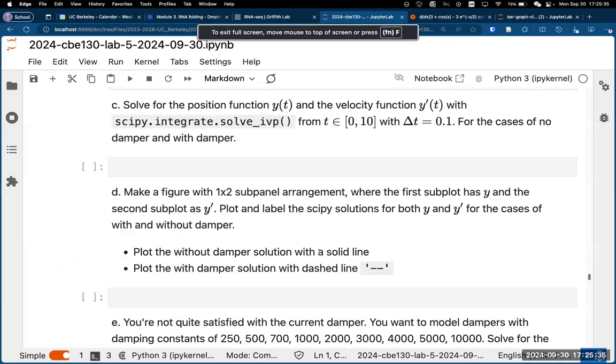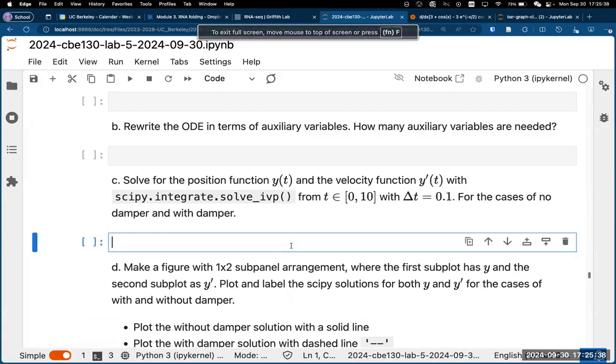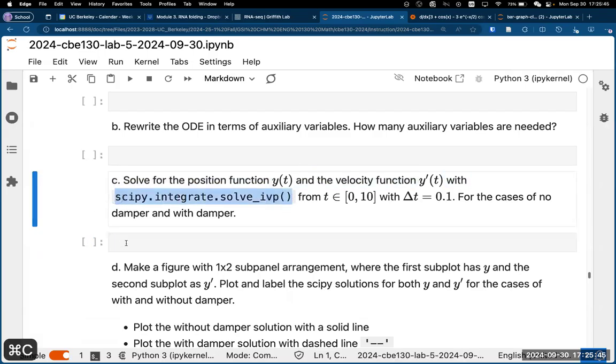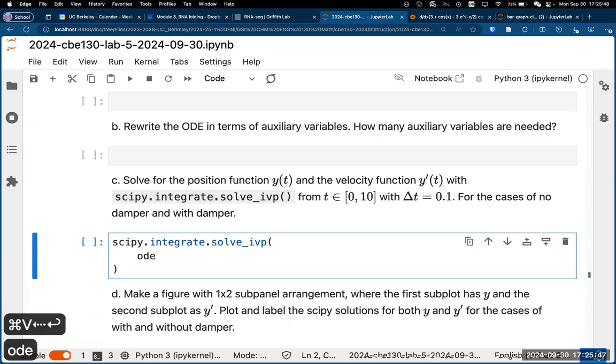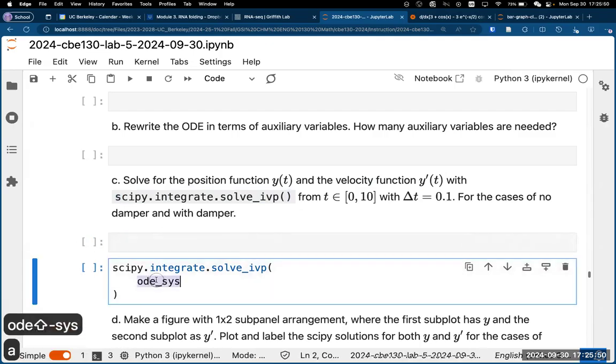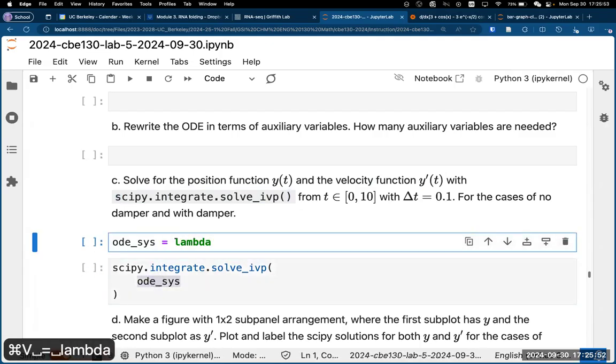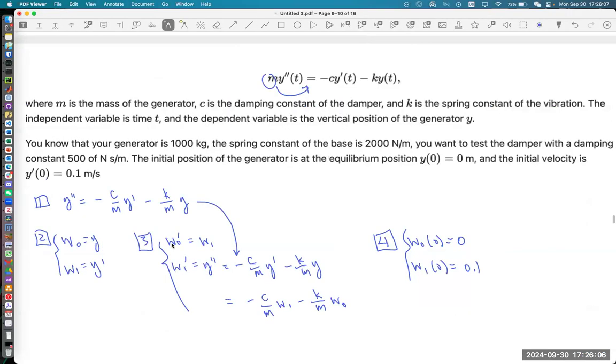Okay, and then we want to code this up in solve IVP. The most important part is to get the system of ODEs correct. So the first argument is the ODE system. And the system should be defined as lambda, the independent variable t, and then the dependent variable list, which is z. Define it as a list. And the first element of the list is our first ODE. So W0, dW0 dt.